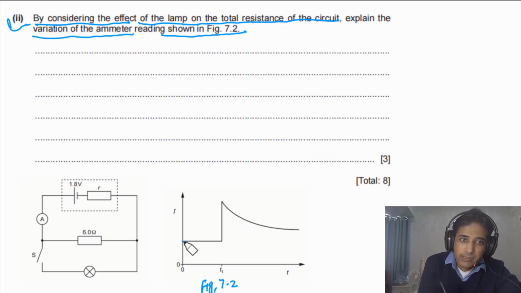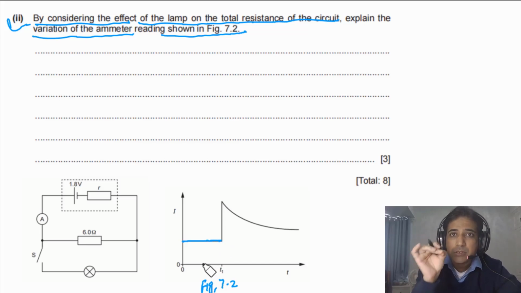You can see here until this point the current is constant. So what does it mean? It means that resistance is constant.